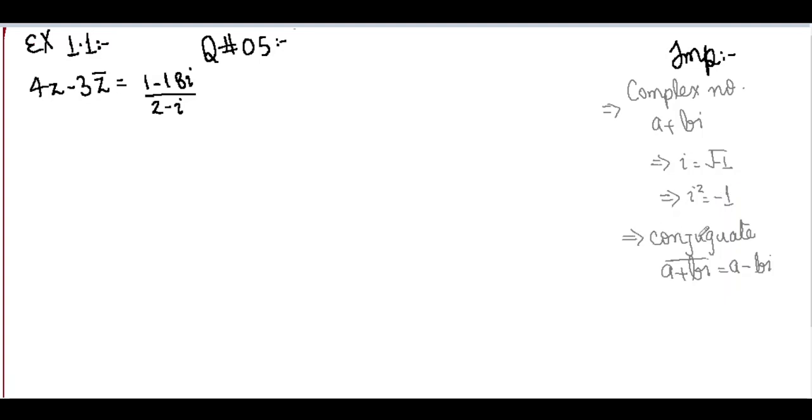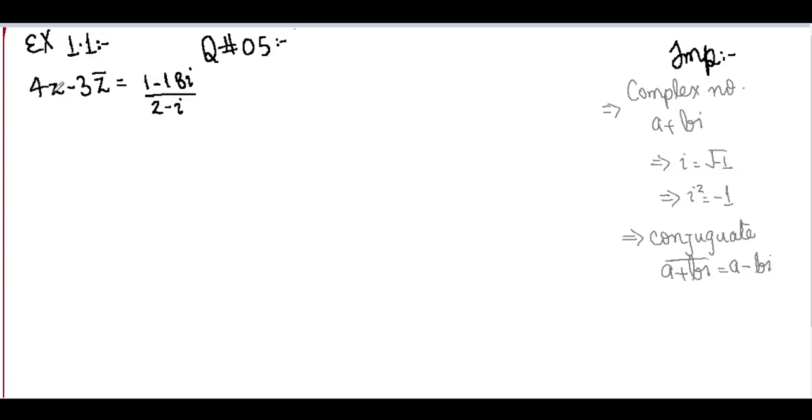Now when we take the conjugate of a complex number, it is written as a plus b iota whole bar. This bar represents that we are going to take the conjugate. So after taking conjugate, we remove this bar and change the sign of the imaginary part of the complex number, and previously it was positive and then it became negative. Now we are going to use this information over here.